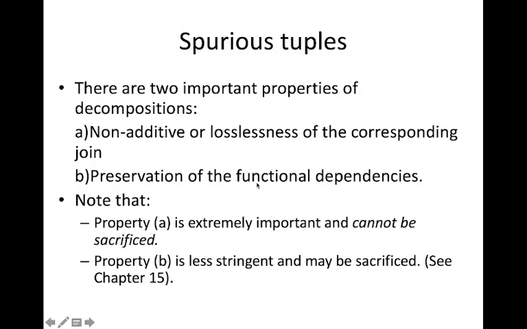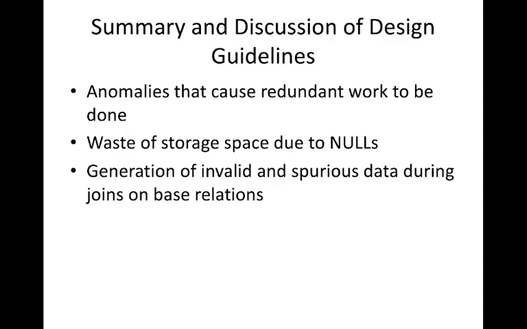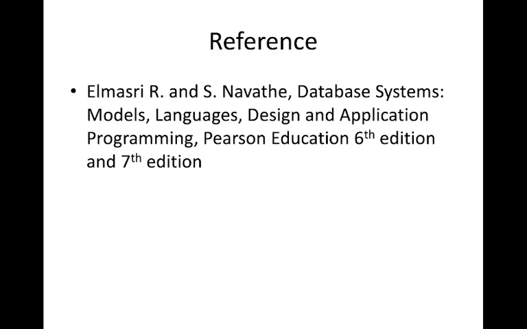We'll see what functional dependency is in later lessons, and then you will understand what functional dependency preservation is. So this is a summary. We have seen different anomalies, wastage of storage space due to nulls, and generation of invalid and spurious data during joins on base relations. This is a reference, and thank you.